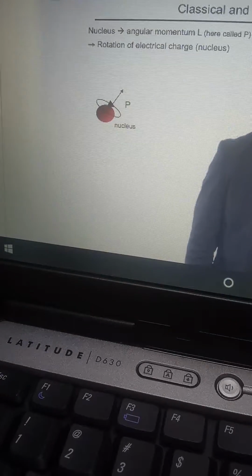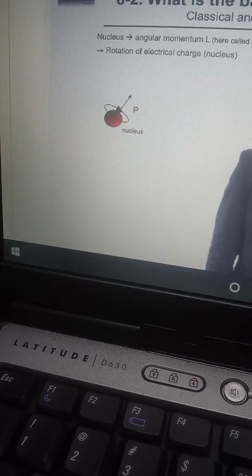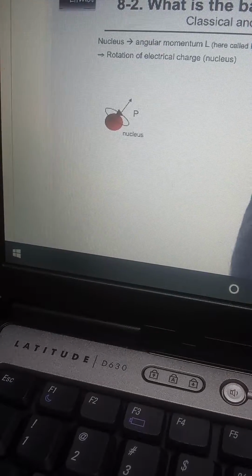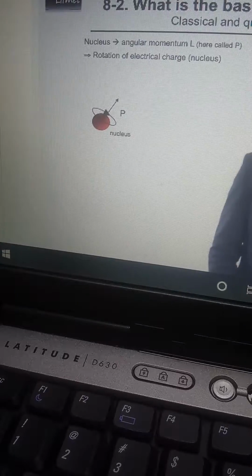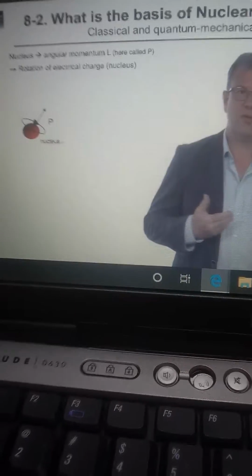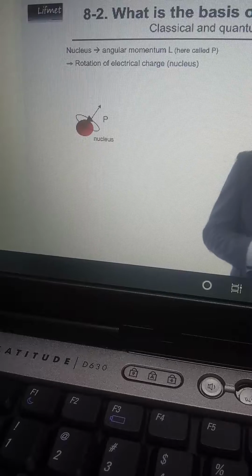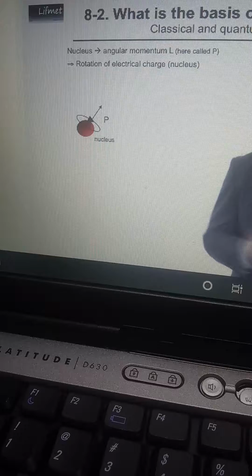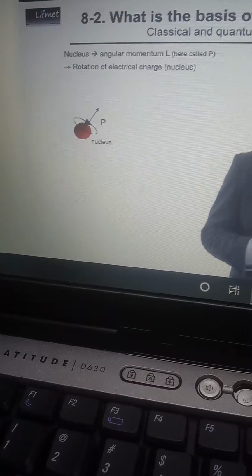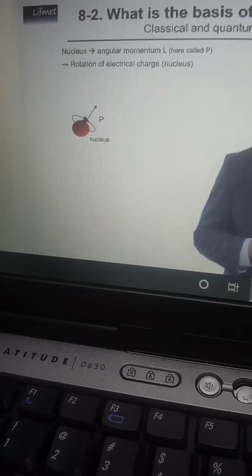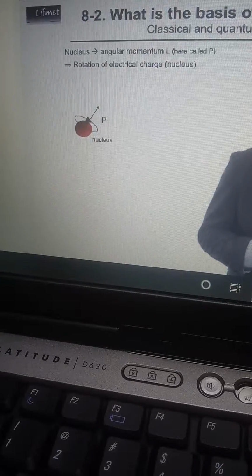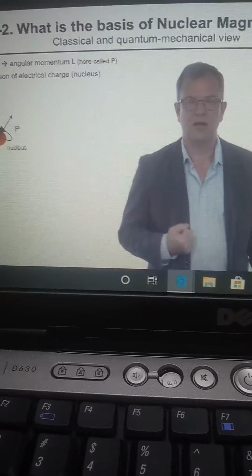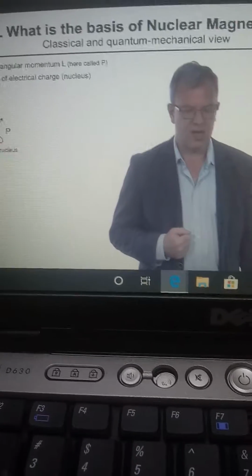Now, with an angular momentum, classically, we associate a rotating motion. We'll stick with the classical view because this gives us an intuitive feeling where the magnetism comes from. So if we feel, in the description, that the nucleus is rotating, since the nucleus is positively charged, there is a rotation of the electrical charge. As you can imagine, this is like the Earth, it's positively charged, it's rotating, so at the equator the charge is moving, and moving charge implies a current.